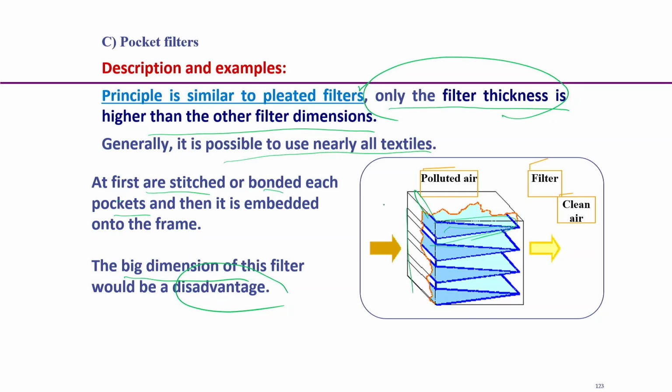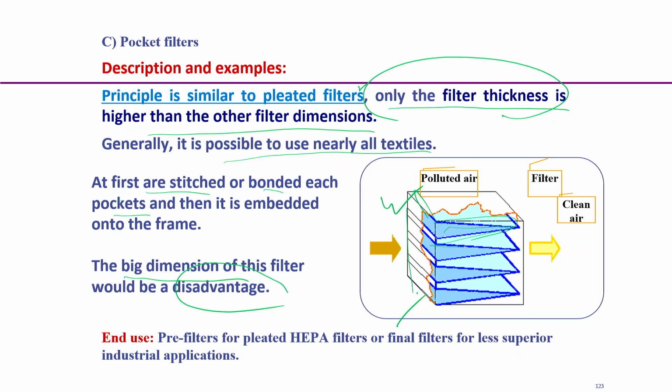So, this type of filter, pocket filters, we can use in large industry, but not in a cabin, like in an automotive cabin we cannot use this type of filter. So, it is used as a pre-filter for pleated HEPA filter or final filter for less superior industrial applications. So, for industry application we use this type of pocket filter.